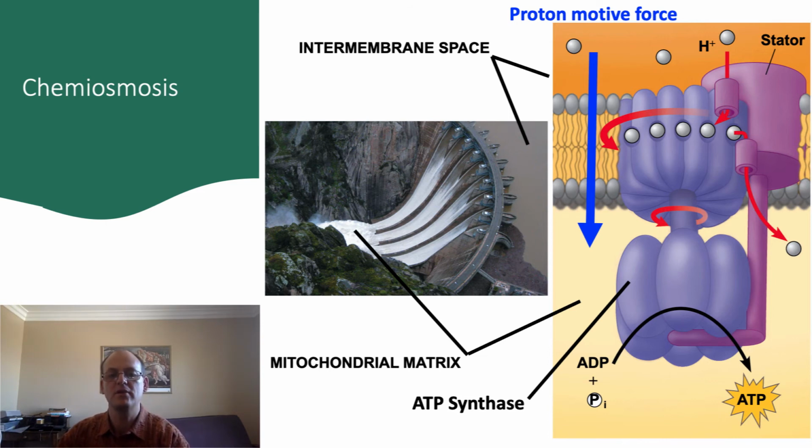This process, by which the energy stored as a proton gradient across the membrane is used to do cellular work in the production of ATP, is called chemiosmosis. We'll see it again when we learn about photosynthesis.